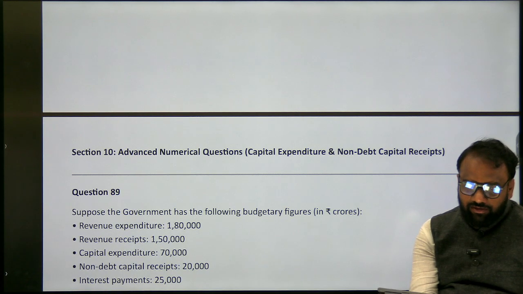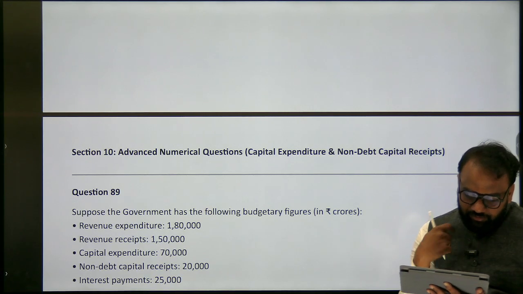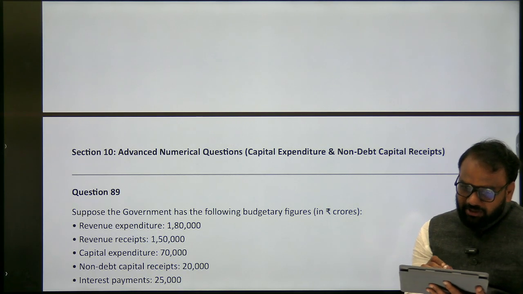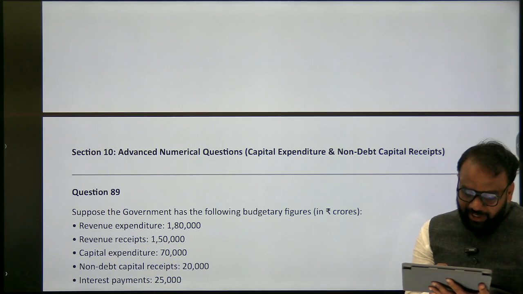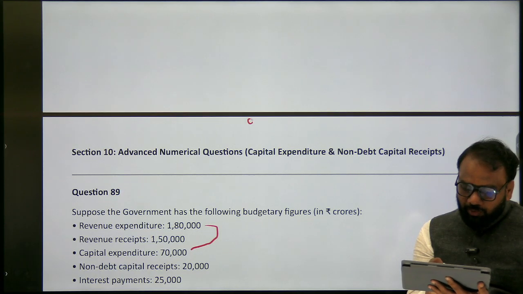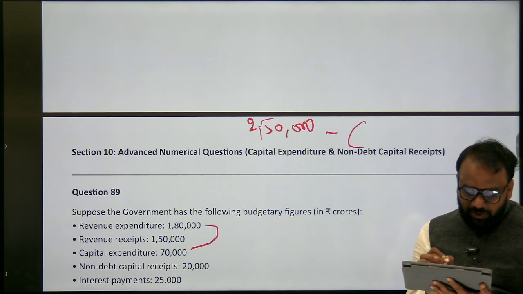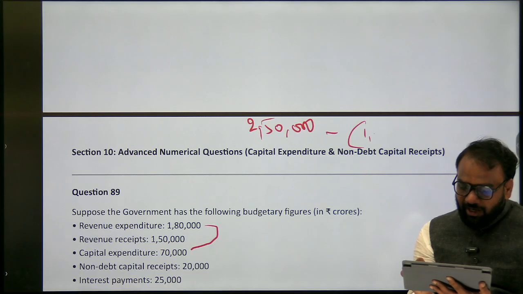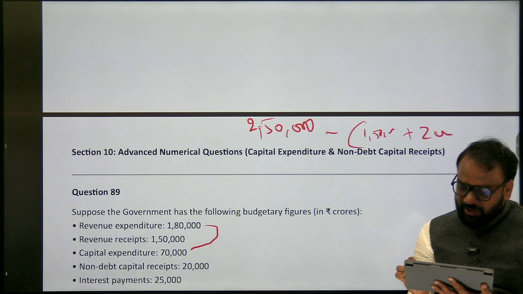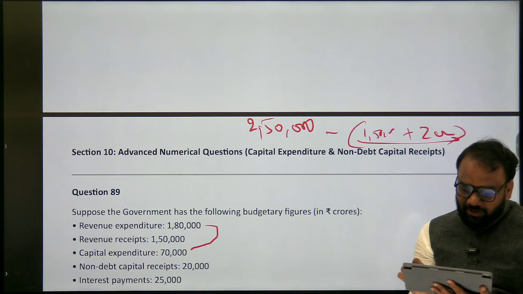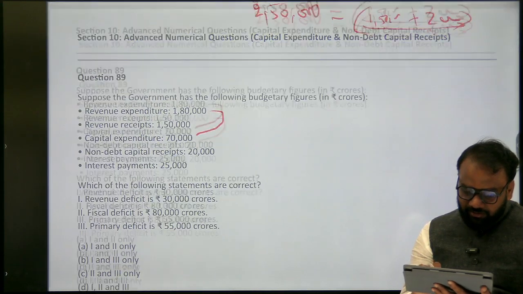1,20,000 fiscal deficit. So how do you calculate fiscal deficit here? Total expenditure minus... what is the total expenditure in this example? 1,80,000 plus 70,000, so 2,50,000 is the total expenditure. Minus revenue receipts, 1,50,000. Next, non-debt capital receipts, 20,000. So what is the figure? 1,70,000, right? So 2,50,000 minus 1,70,000 is 80,000.